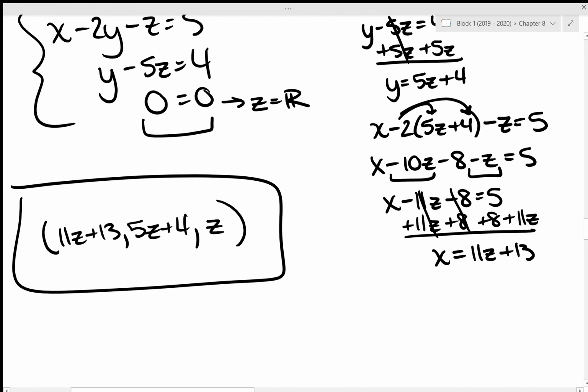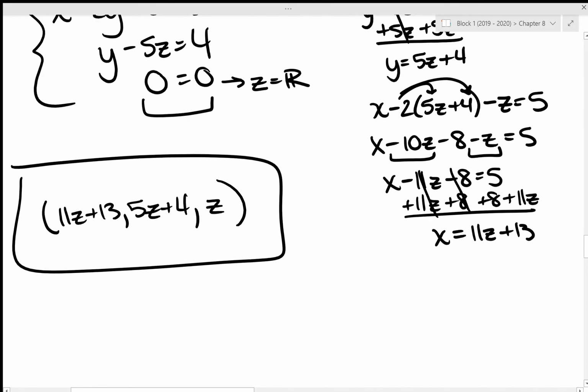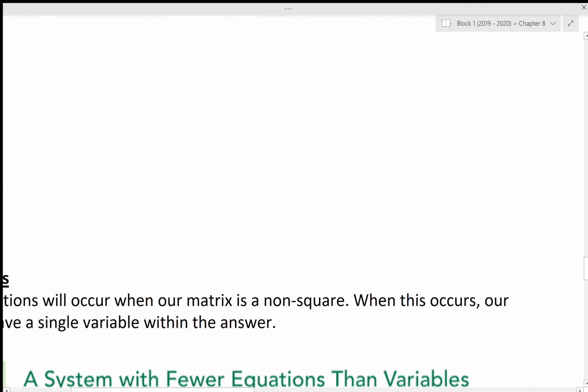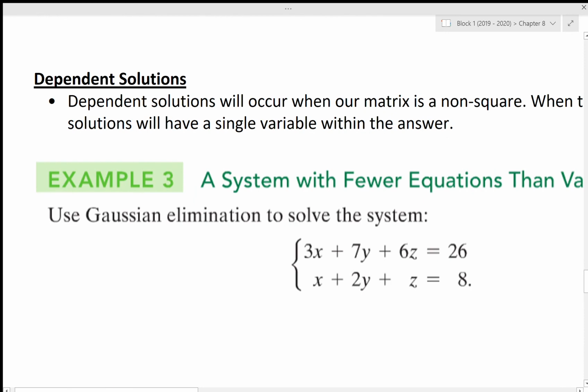Hopefully you're feeling alright with this. One of the more common mistakes within this formula is that people forget this minus z here when doing the x. Just be careful that you write everything down. Okay. Now, dependent solutions. It's basically the same as the infinite solutions.